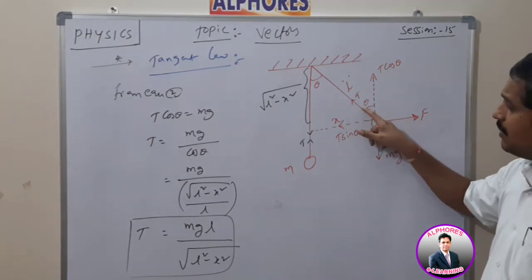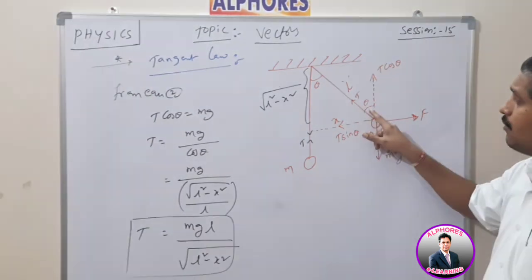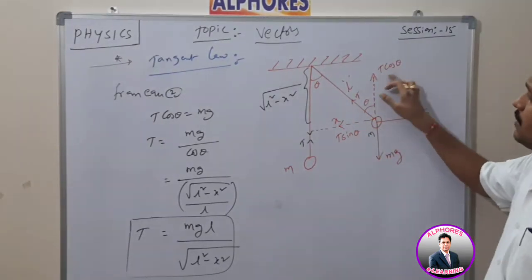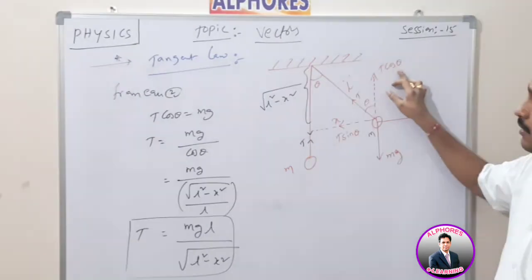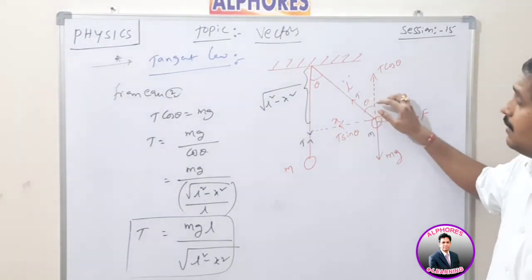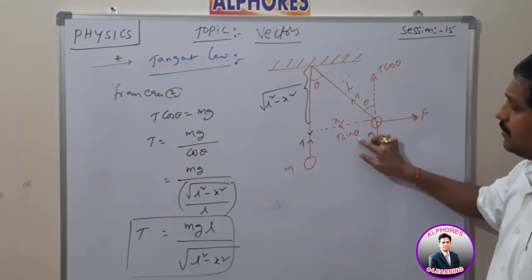But this tension makes an angle theta with the vertical, so it is resolved into two components, vertical component and horizontal component. So the vertical component, how much is it? T cos theta. Why? Because this tension makes an angle theta with the vertical, not horizontal. That's why it is T cos theta. This is T sin theta.